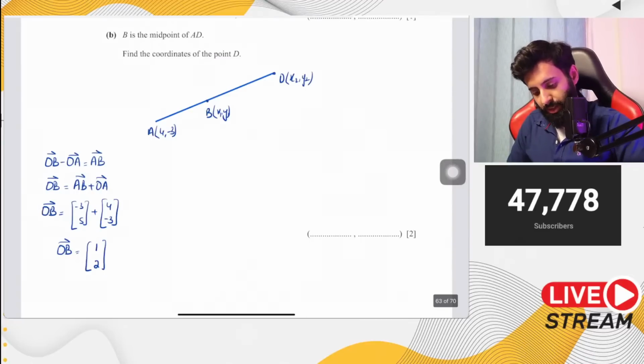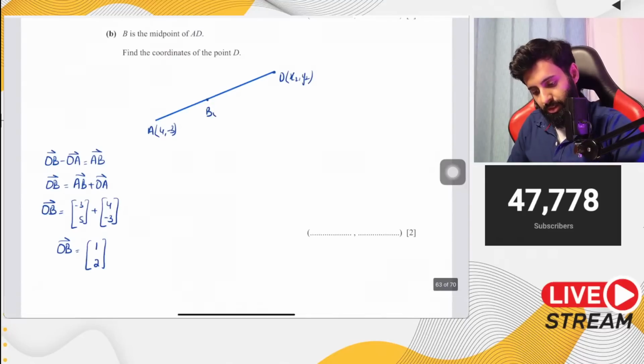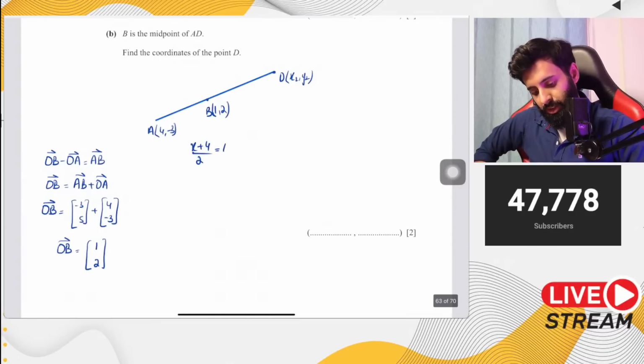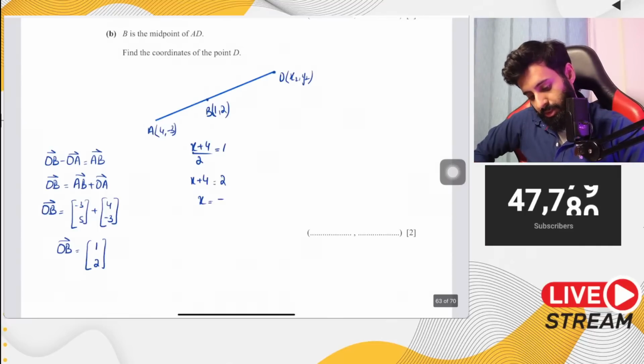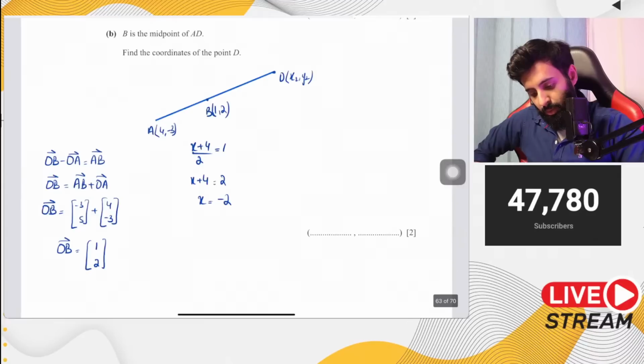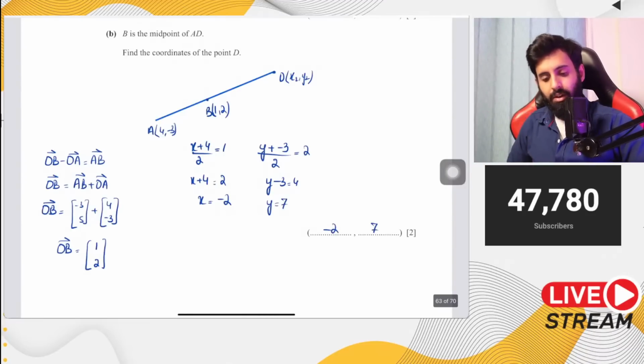So that means now that we have the coordinates of B, we can find out the coordinates of D easily. B के क्या coordinates हैं? B के coordinates हैं 1, 2. So let's replace that. So x plus 4 upon 2 equals 1. That means x plus 4 equals 2. So cross multiply. X is equal to minus 2. So that's the x coordinate of D. And then just like that, y plus minus 3 upon 2 is equal to 2. Again, cross multiply, y minus 3 is equal to 4, which means y is equal to 7. So minus 2 comma 7 are your coordinates of D.